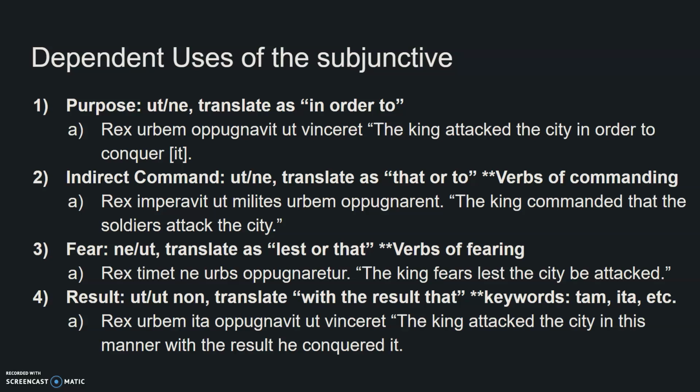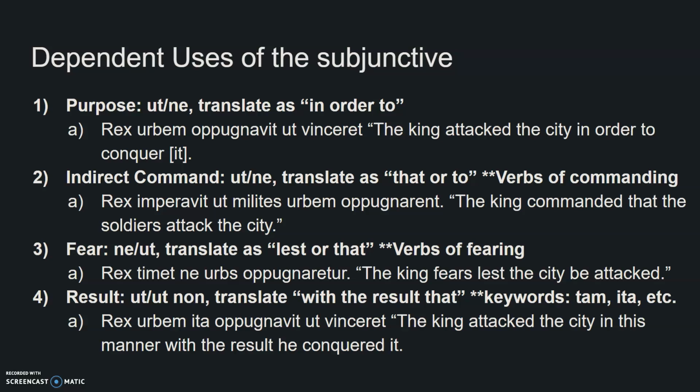3a. The king fears lest the city be attacked. If we switch the nay to oot, it would just be the king fears that the city not be attacked. And finally, result clauses. Result clauses are different because instead of using oot and nay, they use oot and oot known. The nice thing about result clauses, first, if you have oot known in a clause plus a subjunctive, you're just going to say, okay, this is the result.